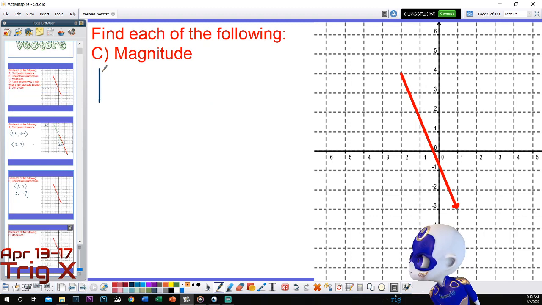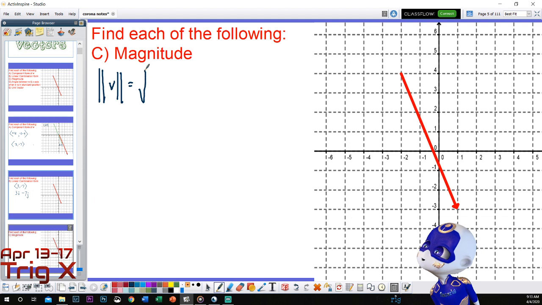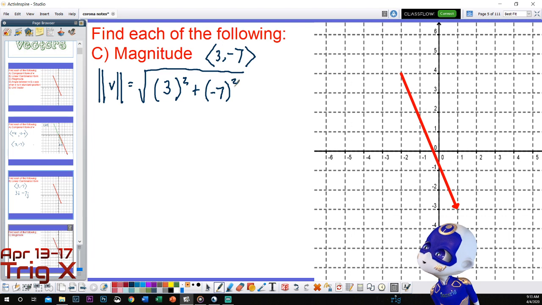Next, let's move to the magnitude. We remember that the magnitude, you can show it like this, like double absolute value bars. Now that just means the distance. So we're going to do the distance formula. And let's go back and remember what our vector looks like. It's 3, -7. So here I'm just going to take 3 and square it, and then I'll take -7 and square it. This is the advantage of having it in component form. I don't have to do the full distance formula. I can just square each of the values.